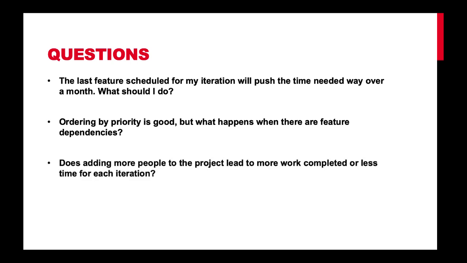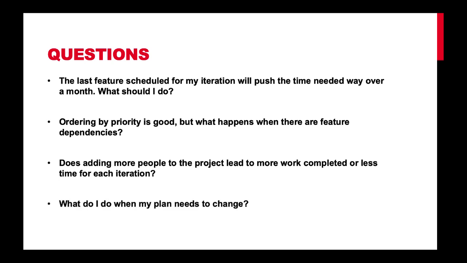Does adding more people to the project lead to more work completed or less time for each iteration? Not necessarily. We find that in software engineering, the ideal maximum team size is about 7 people. 5 is a really good size of a team to work on things. Over 7, everything slows down, communication takes hold, and it is a mess. Smaller teams tend to work slower in general, but the best teams are teams that are about 5 to 7 people and have also worked together for a long time. The longer you work together, the better you are at working together.